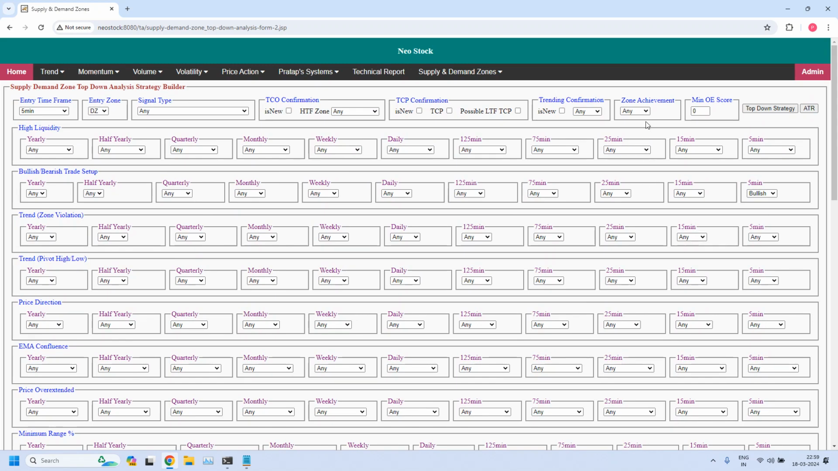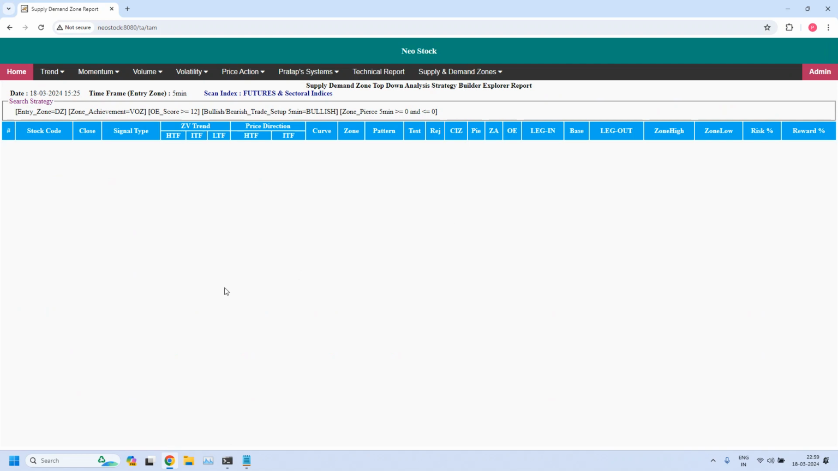Apart from that, for our entry zone, what is entry zone? Demand zone. The zone achievement should be violated opposing zone, and minimum odd enhancer score should be 12. Now let us verify any stocks we get. No stocks are available for bullish trade setup.